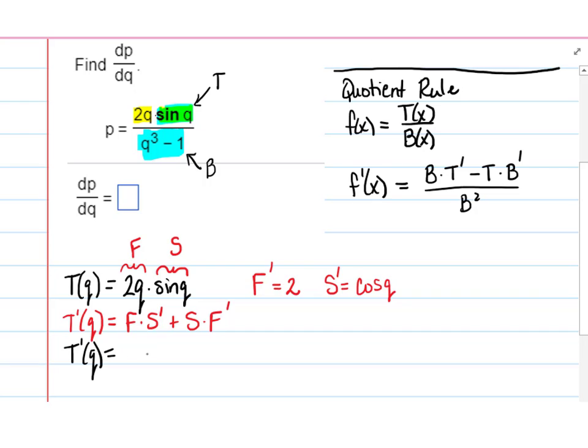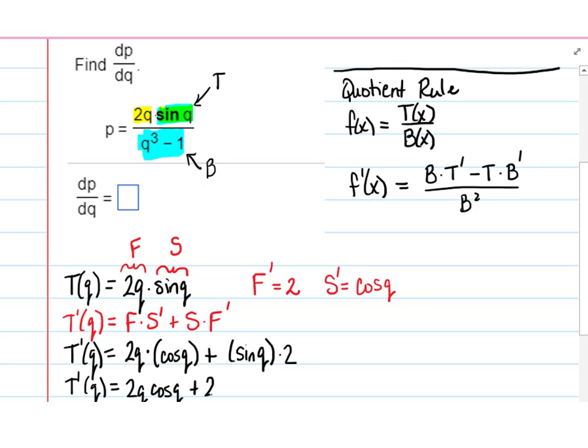So t prime of q, the derivative of the top, is going to be the first function, f, which is 2q, times the derivative of s, which is cosine of q, plus the second function, which is sine of q, times the derivative of the first function, which we figured out was going to just be 2. So t prime of q is just 2q cosine q plus 2 sine q.